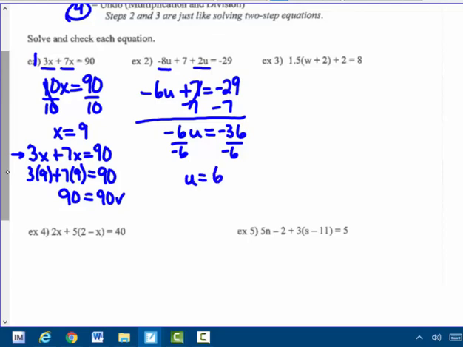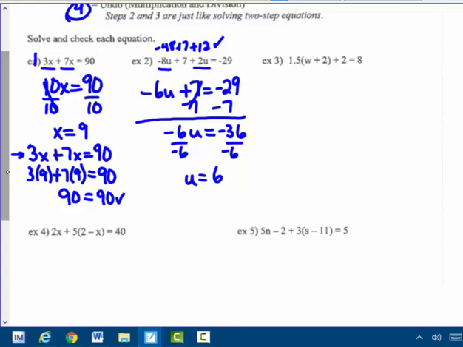Now I'm going to mentally check this. 6 times negative 8, that's negative 48, plus 7, and 2 times 6, that's 12. So I have 19 and negative 48 do combine to give me negative 29. Yippee, it checks. I checked the equation, then I go on to the next example.